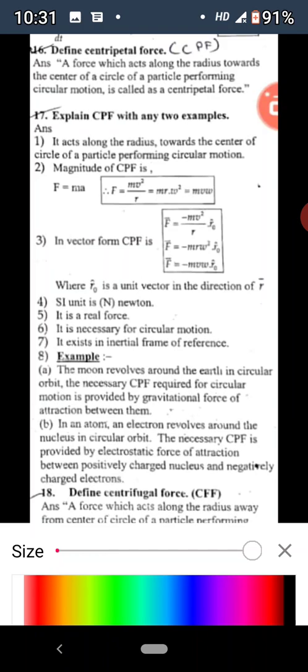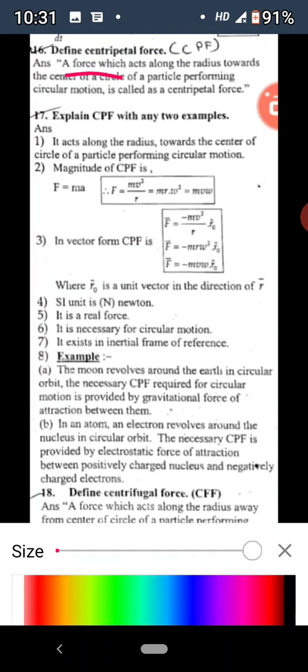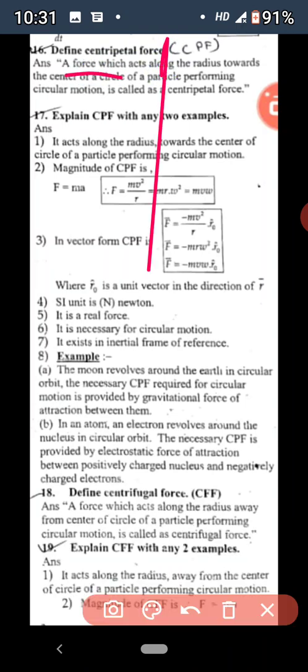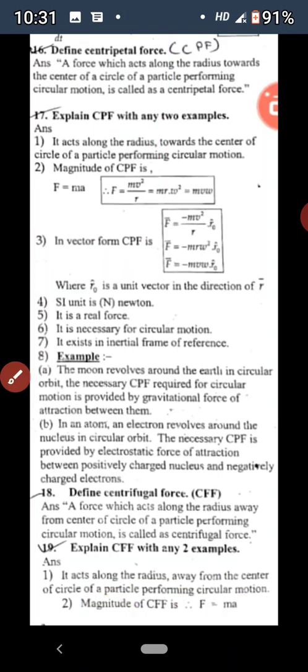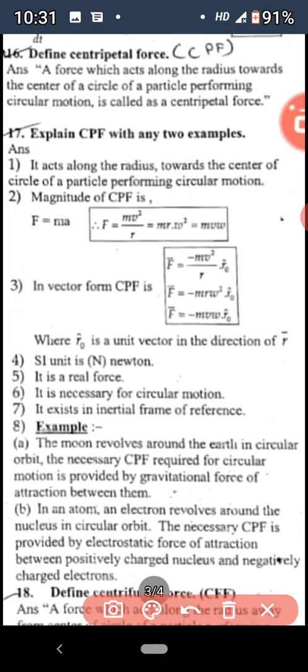Whenever there is an acceleration, there must be a force, which is called centripetal force. So what is centripetal force? The force which acts along the radius towards the center of a circle is called centripetal force.